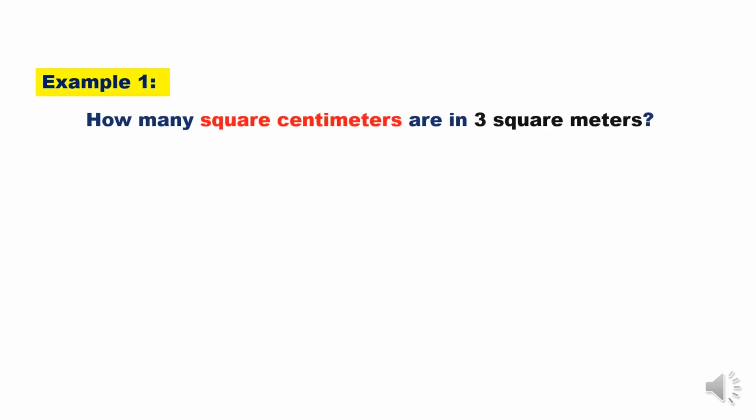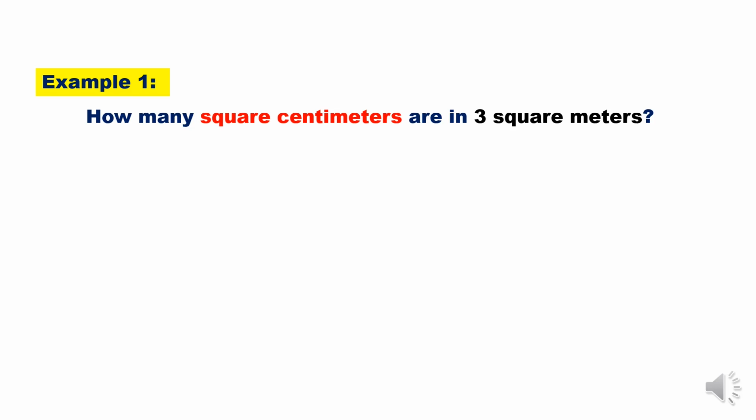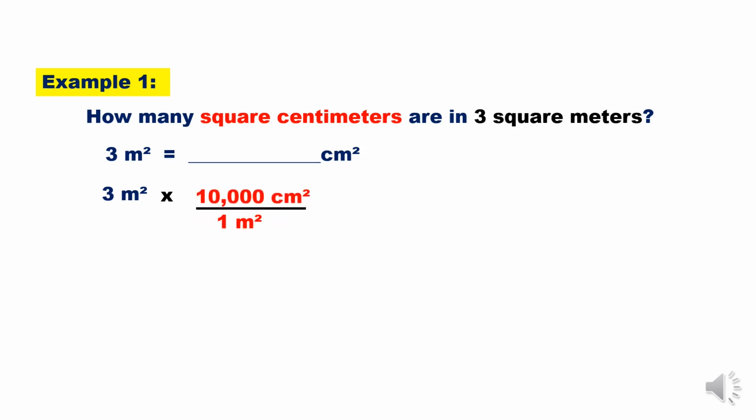Example 1. How many square centimeters are in 3 square meters? Inyong makikita, hinahanap natin ang square centimeters, at ang given, 3 square meters. Ibinaba natin, then i-multiply ito sa conversion. Magiging denominator ang 1 square meter at ang numerator ay ang 10,000 square centimeters. Bakit? Para ma-cancel natin ang parehong square meter at ang matitira ay square centimeters.